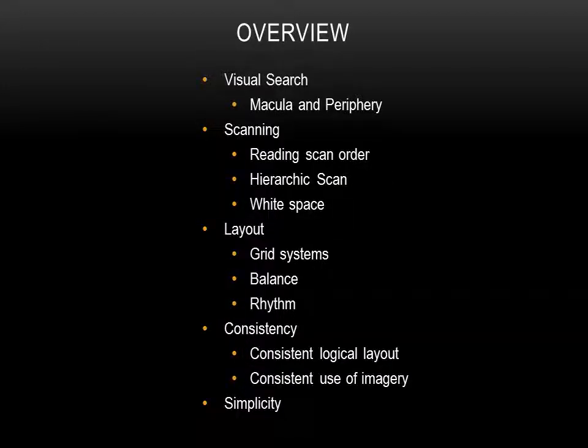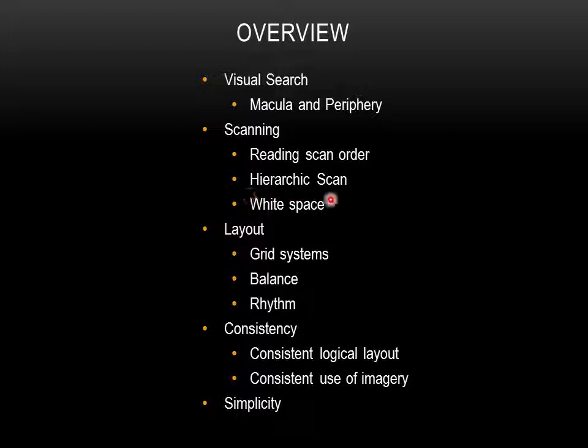So, we've been through a lot of stuff. Here's what we've got. It started out in the beginning. We've got a macula and a periphery. The periphery can search fast, but it's gray and it's blurry. Be careful. We've got a scan order. We've got our reading scan order. It starts in the upper left, moves back and forth, top to bottom. That means put important items top and left. Other languages, top and right.